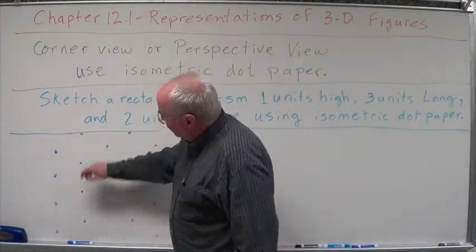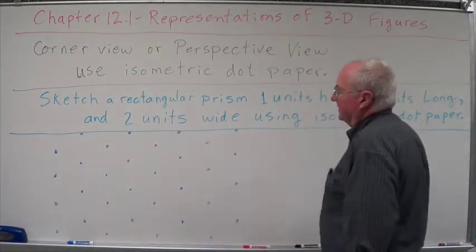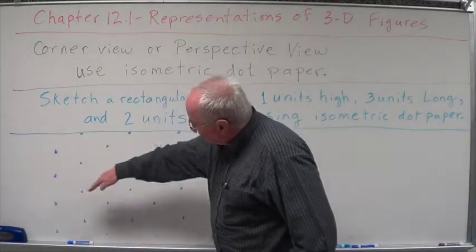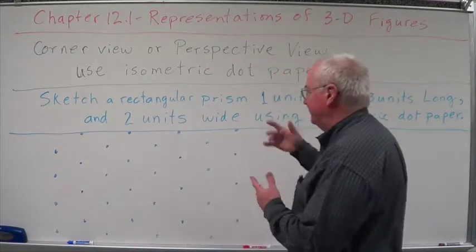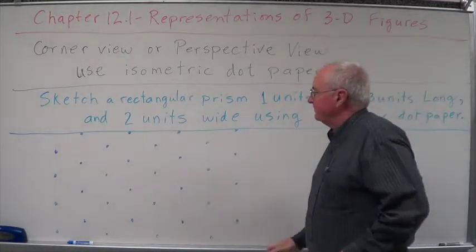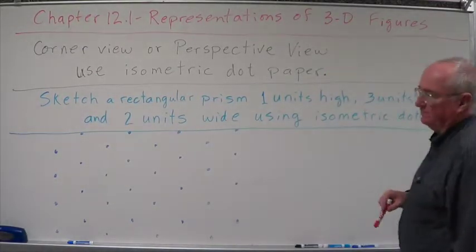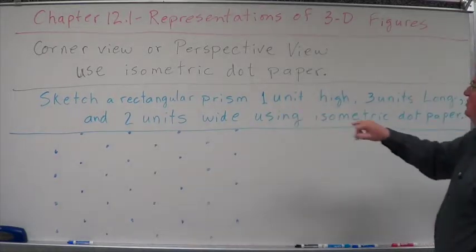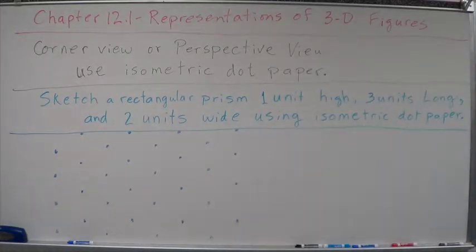It's a series of vertical dots that are offset a little bit. You notice this is vertical and this is vertical. It comes off this way. It also makes things this way, and it can come up this way. Now we're going to try this out and see if it works. We're going to sketch a rectangular prism, 1 unit high, 3 units long, and 2 units wide using isometric dot paper. Actually, we're going to use our whiteboard.